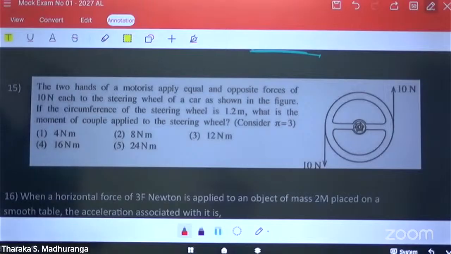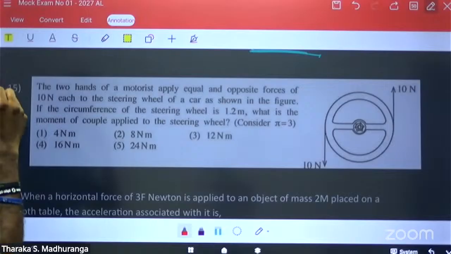The two hands of a motorist apply equal and opposite forces of 10 Newton each to the steering wheel of the car as shown in the figure. If the circumference of the steering wheel is 1.2 meter, what is the moment of couple applied to the steering wheel?